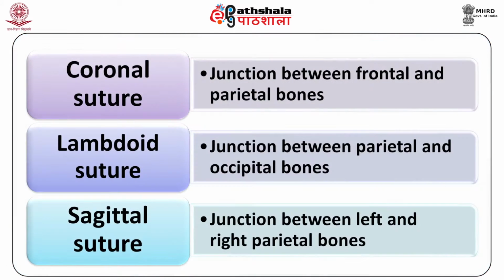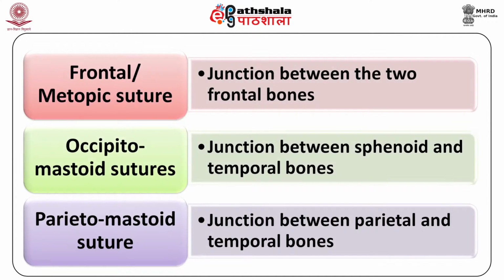The coronal suture, that is the junction between the frontal and parietal bones. Here it is situated. The lambdoid suture, junction between the parietal and the occipital bones. The sagittal suture, the junction between the left and right parietal bones. The frontal or the metopic suture, junction between the 2 frontal bones. The occipitomastoid suture, the junction between the occipital and temporal bones.